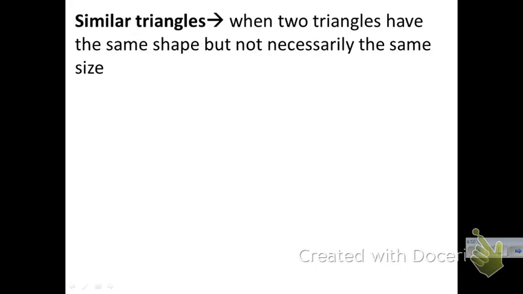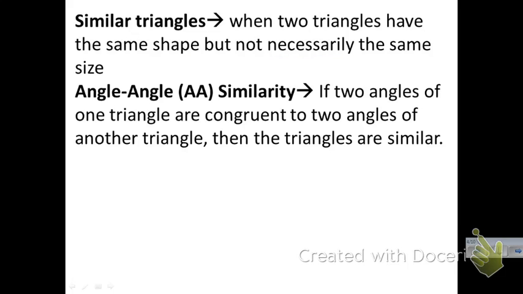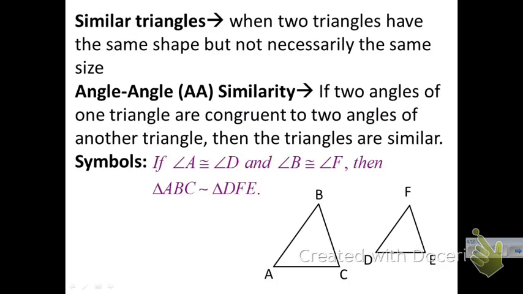Similar triangles, these are when two triangles have the same shape but not necessarily the same size. Your angle-angle similarity is if two angles in one triangle are congruent, that means exactly the same, to two angles of another triangle, then the triangles are similar. So I have here some symbols. If we can show that A is congruent to D and B is congruent to F, then we can say that these two triangles are similar.